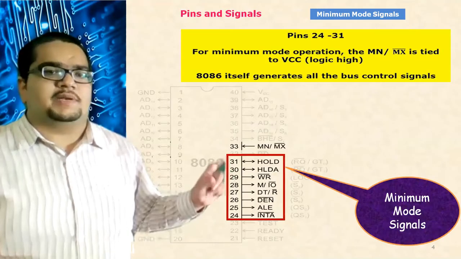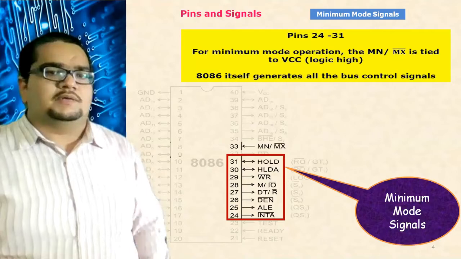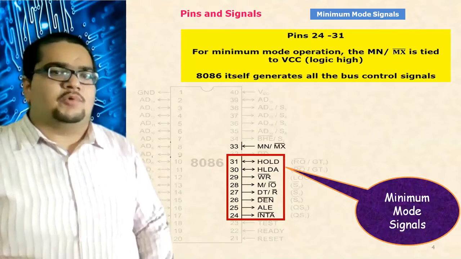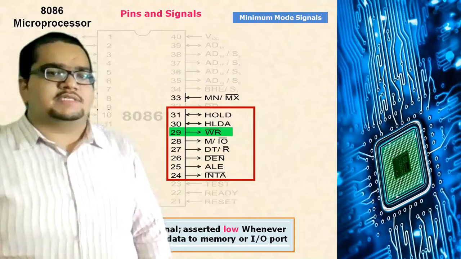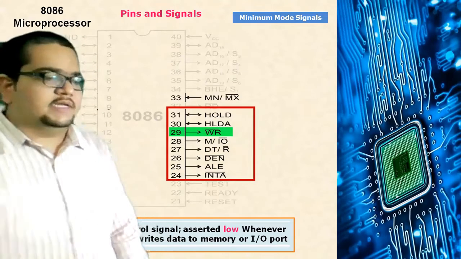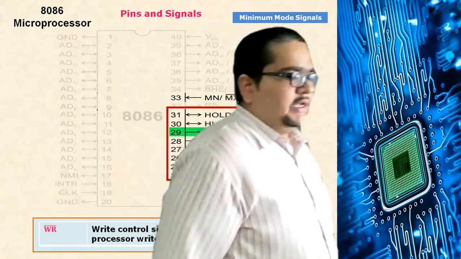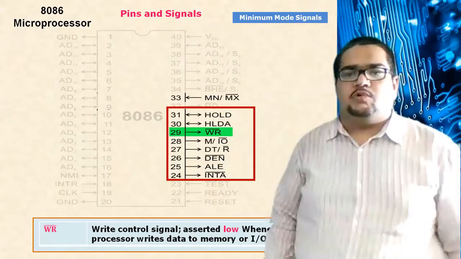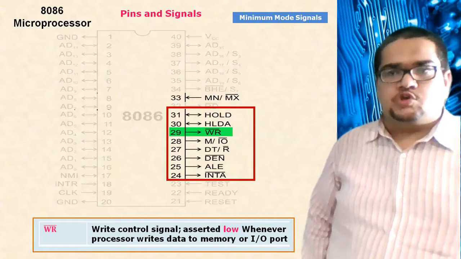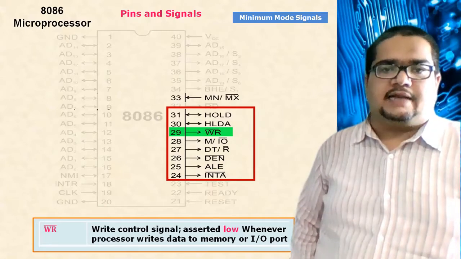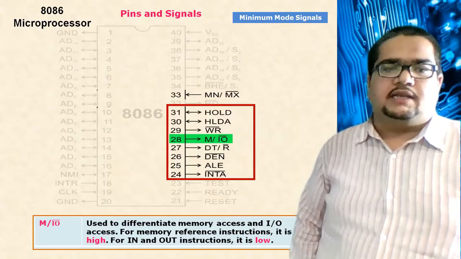So these were the signals. You can check it out here, pin number 24 to 31, signals of 8086 minimum mode. Each one of these we have discussed thoroughly, that is the read cycle. Anyhow, the read pin was available in common mode. The write signal is available in the more specific minimum mode, pin number 29.